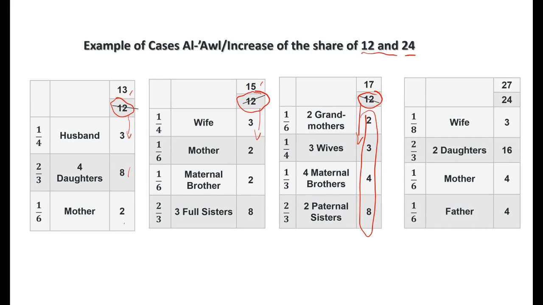Case number 4, we have a wife who's getting 1/8, 2 daughters, mother and a father. In these occasions, the masala is built upon 24. But after giving each person their share, we find out the total is not 24 anymore, it's 27. So we cancel the 24 and the asl al-mas'ala al-jadida is 27. The end.